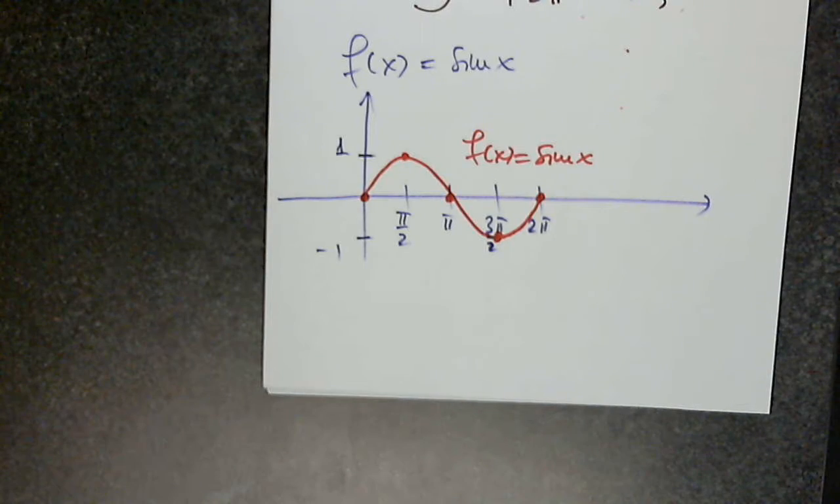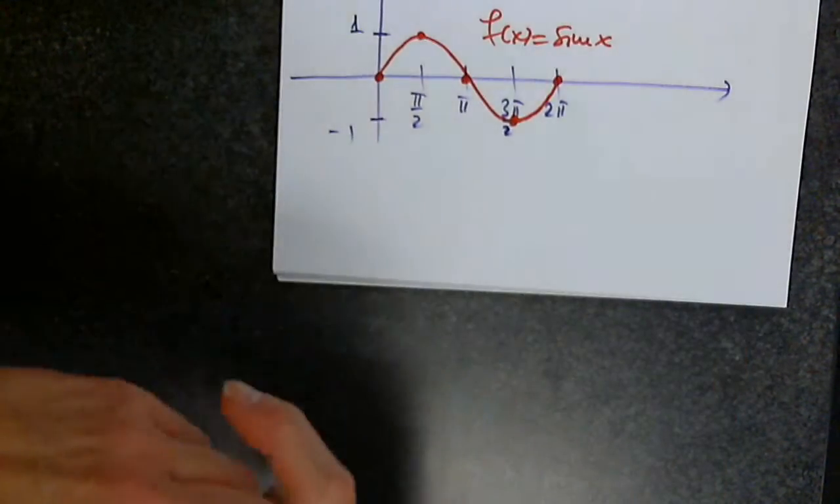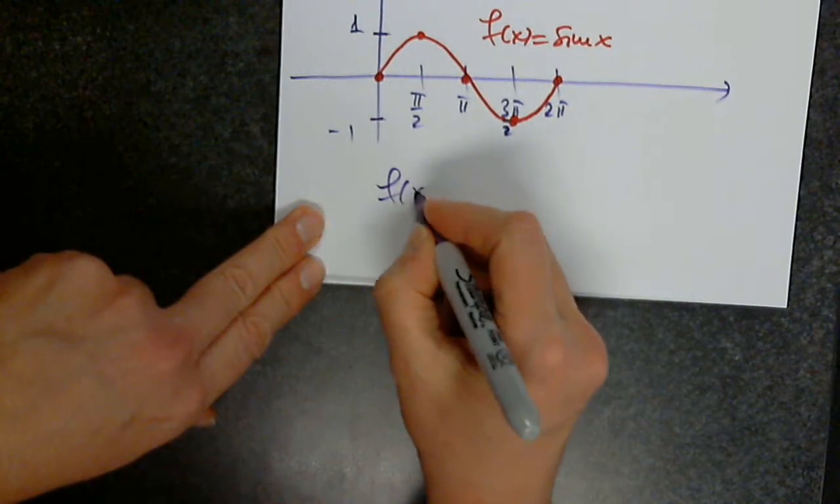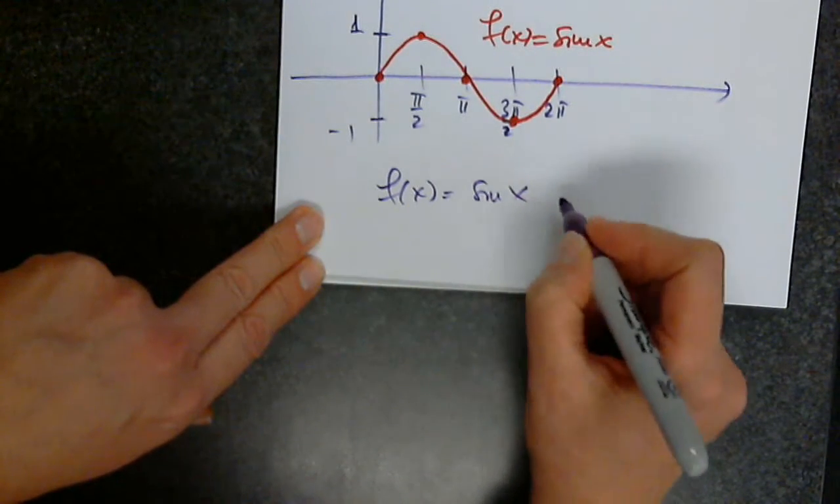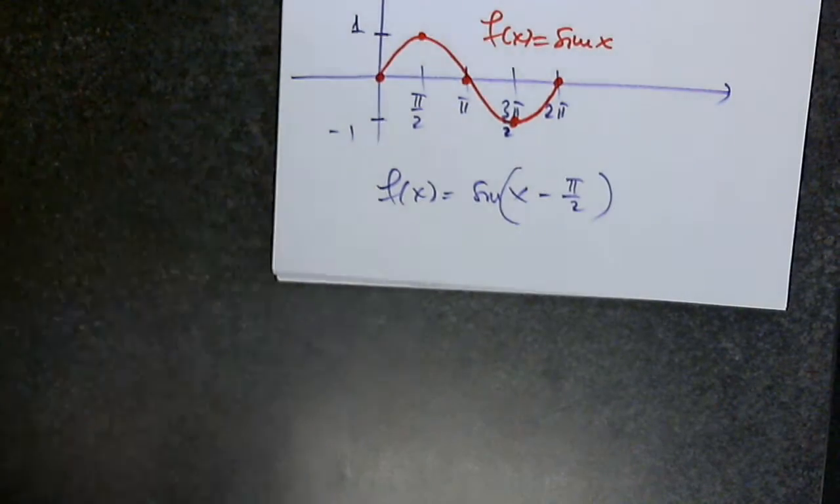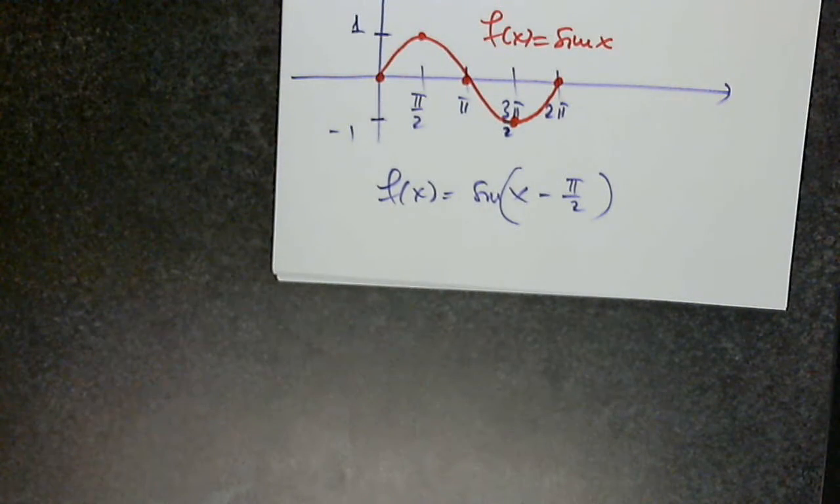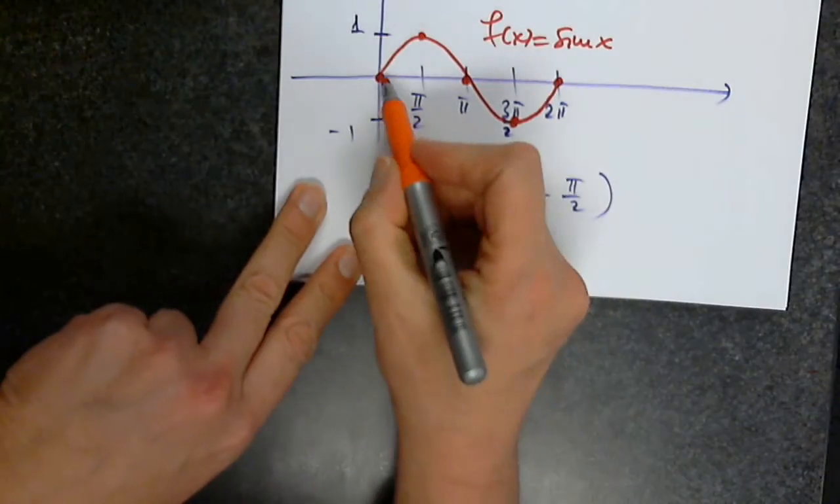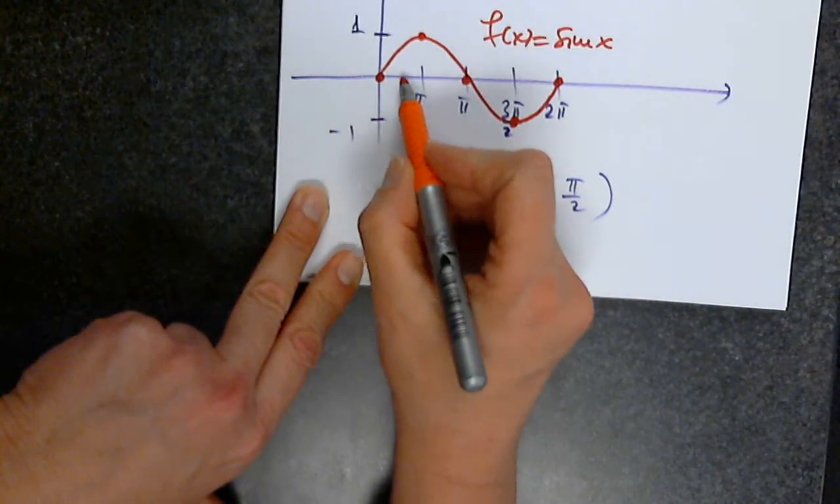Here's a question for you. What if I want to graph now f of x equals sine of x minus pi over 2? What type of transformation is this? Where will the graph go? It will shift. Horizontal shift. Where? Which direction? To the right. To the right, how much? By pi over 2. So where does this point go?